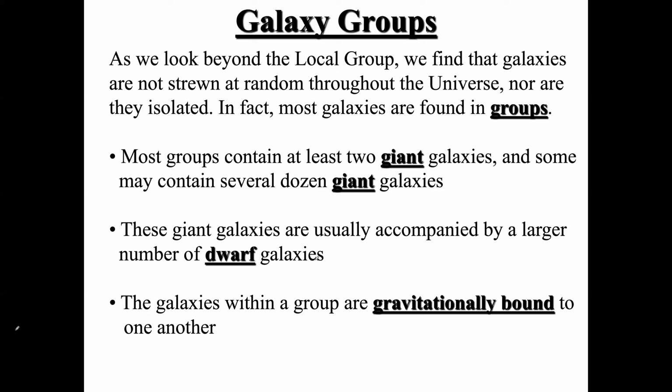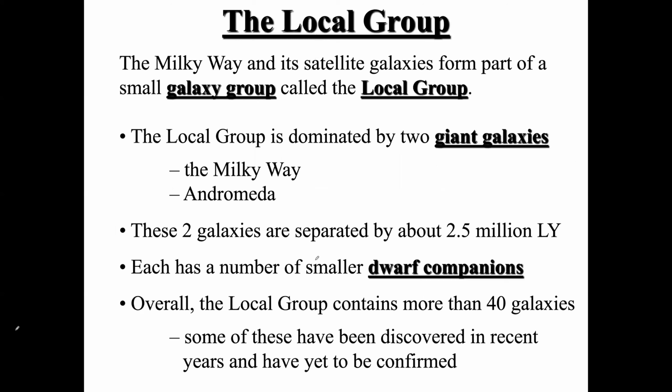Normally you have 2 or 3 or maybe a few dozen giant galaxies, and for each giant galaxy there are a large number of satellite or dwarf galaxies. All of these galaxies together make a group of galaxies, and we call this a galaxy group, right? If you look at the local group, you have the Milky Way and its satellite galaxies, and we call that the local group, right?